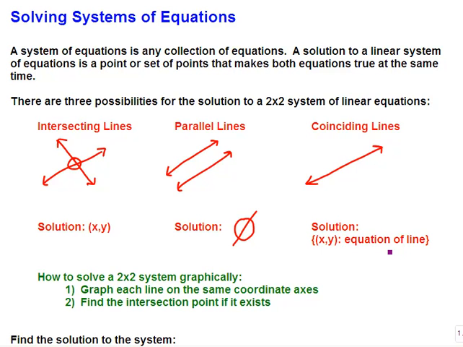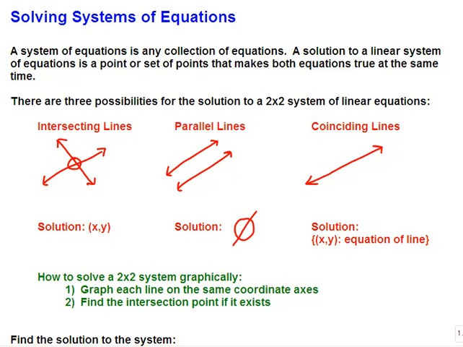You can pick that. So your 3 possibilities would be intersecting lines, which have a single point as an answer, parallel lines, which have no solution, or coinciding lines, which would be the equation of a line for your answer. And we will see examples of all 3 of these.